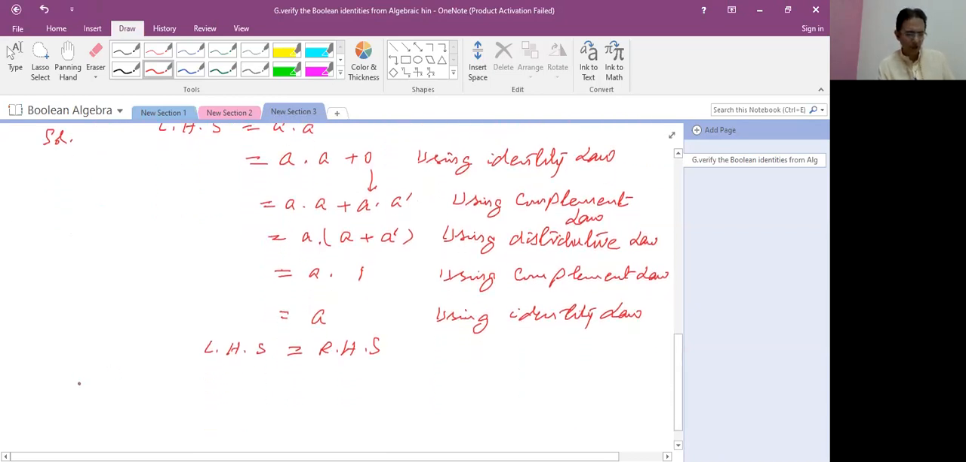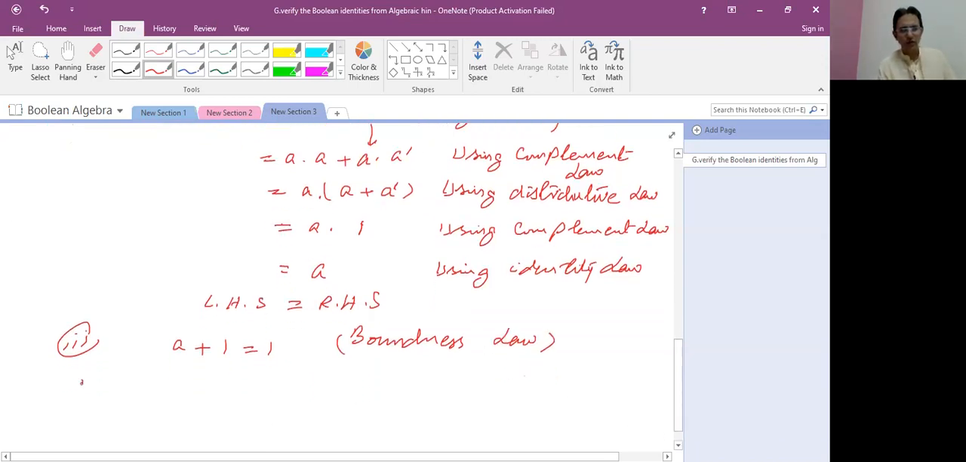Now for the next application, student, what is domination law? A plus 1 is equal to 1. Boundness law says that A plus 1 is equal to 1. So we will consider here, student, the left hand side, A plus 1.